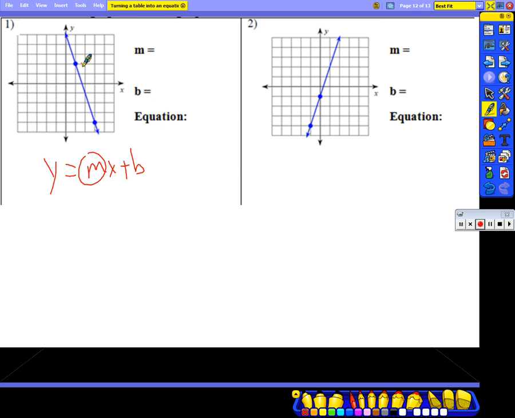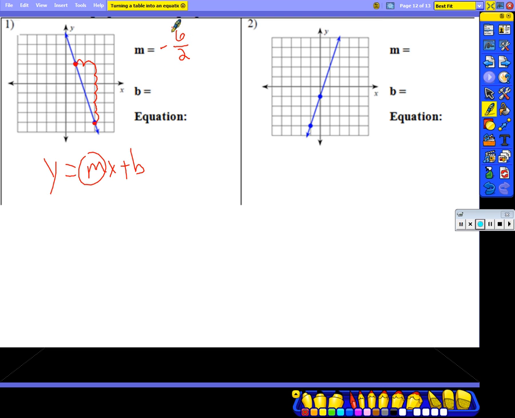So the way I find the slope is I pick any 2 points on my graph, or on my line, and I'm going to see what my rise is and what my run is. Okay, in this case, I would rise up 1, 2, 3, 4, 5, 6. So my rise is 6, and my run is going to be 1, 2. Now the question is, is this a positive slope or a negative slope? The answer is it's a negative slope because you see how it's going downward? So that means that my slope should be negative.